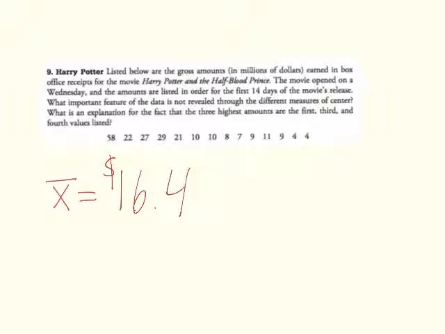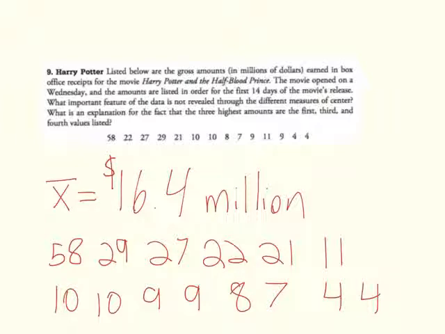And if you've read the question closely enough, these are in millions of dollars. It says listed below are the gross amounts in millions of dollars. So $16.4 million is your mean. Okay, now I want you to list all those numbers out in order, and then find your median. Okay, we've got all yours listed out. I went in decreasing order this time. So let's see what we get when we start crossing these out and find that middle point, okay?